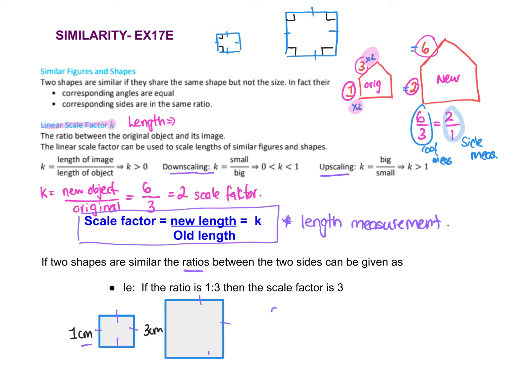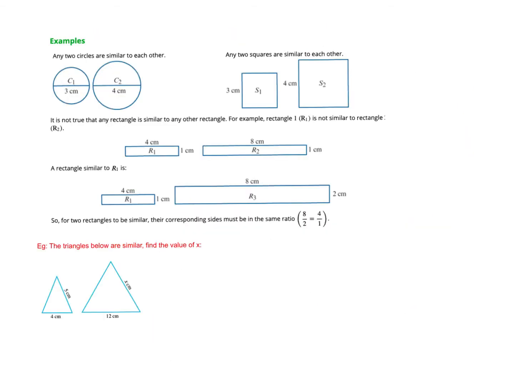So if you think about it, because if we do our formula, scale factor equals new over original, we would have had, this is the new, 3 over 1. So there we get the scale factor. Sorry, you can't see that. The scale factor of 3. All right, so let's just have a look at some other examples.